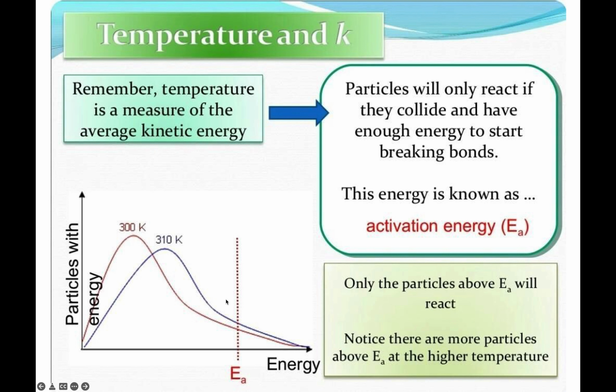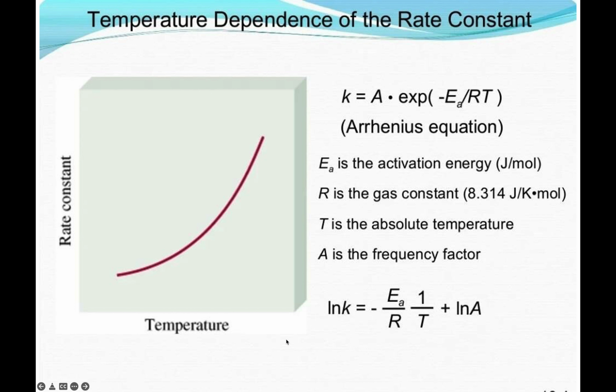So, only if the particles have got an energy above EA, they will undergo reaction. So, here you can see that particles with energy at 300 Kelvin and 310, you can see 2 points, and this is the activation energy. So, more particles will be above EA at higher temperature. And now you can see another case where the temperature and rate constant are taken along the x and y axis. So, you know that Arrhenius equation. Here EA is the activation energy, expressed in joule per mole. R is the gas constant value, you know already. T is the absolute temperature, and A is the frequency factor.